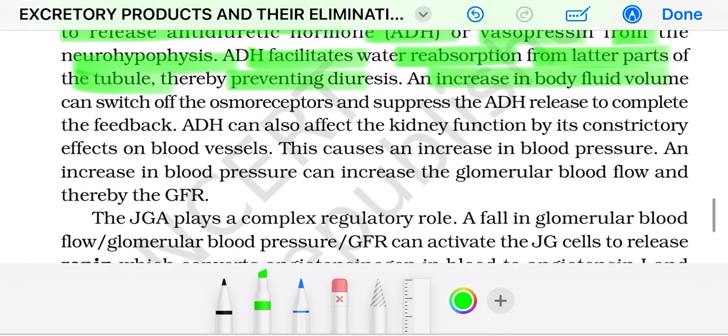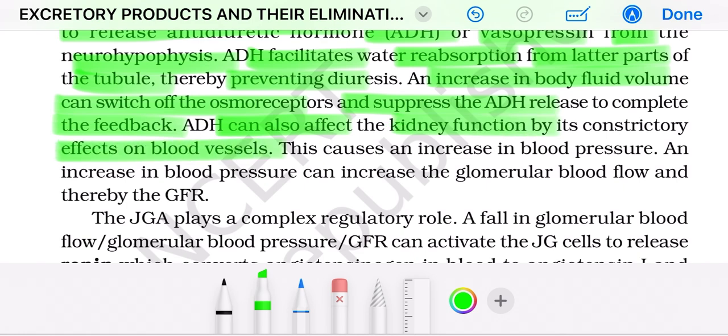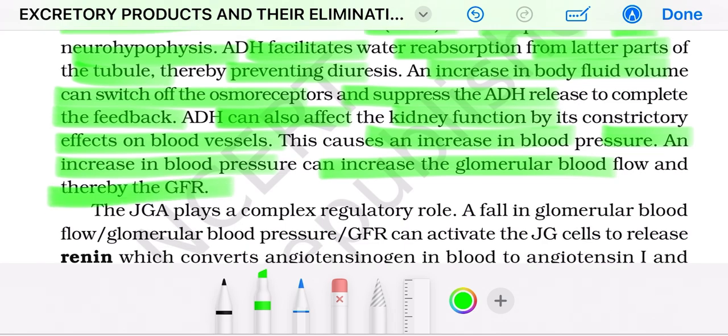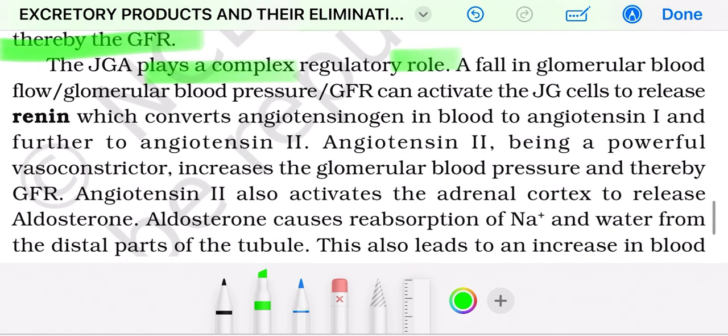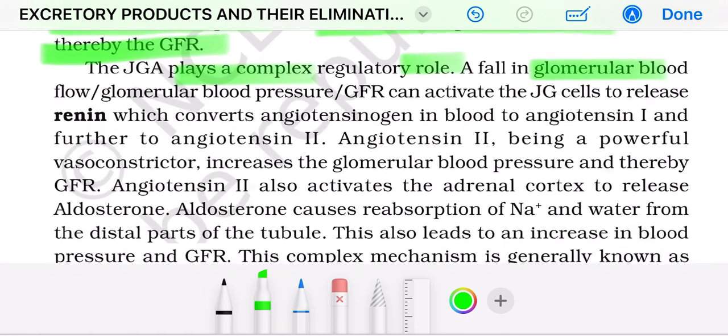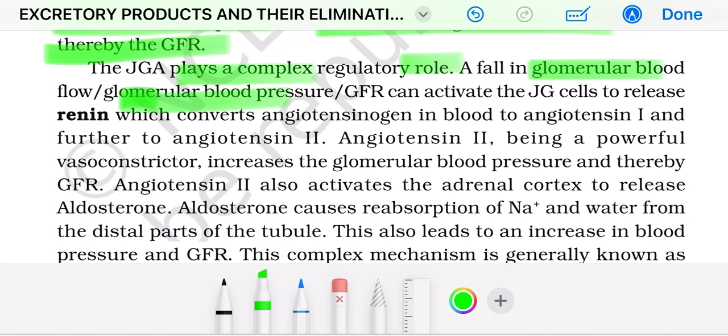An increase in body fluid volume can switch off the receptors and suppress the ADH release. To complete the feedback, ADH can also affect the kidney function by its constrictory effects on blood vessels. This causes an increase in blood pressure. An increase in blood pressure can cause an increase in the glomerular blood flow, that is GFR, again. The JGA plays a complex regulatory role. A fall in GFR, glomerular blood pressure, can activate JG cells to release renin.